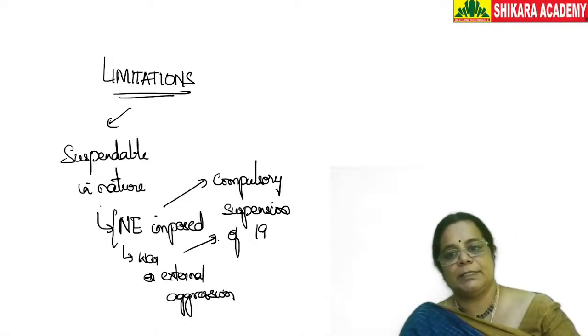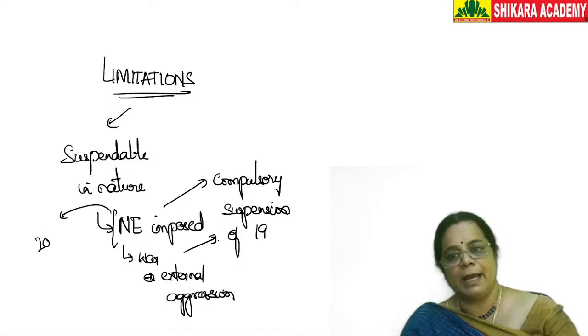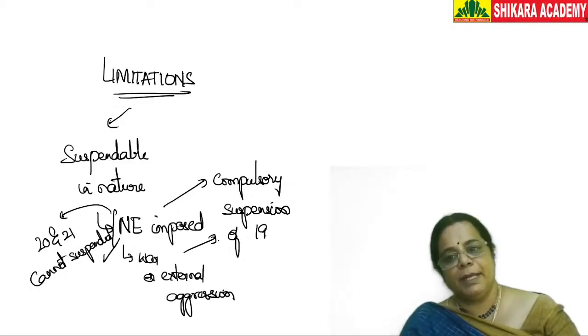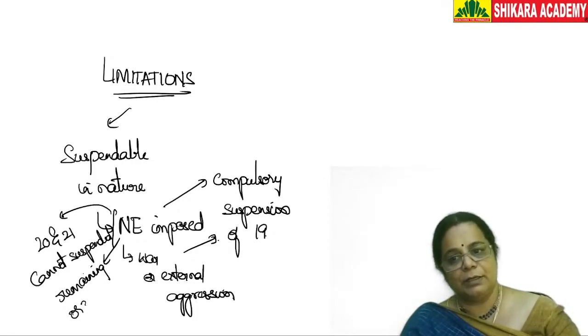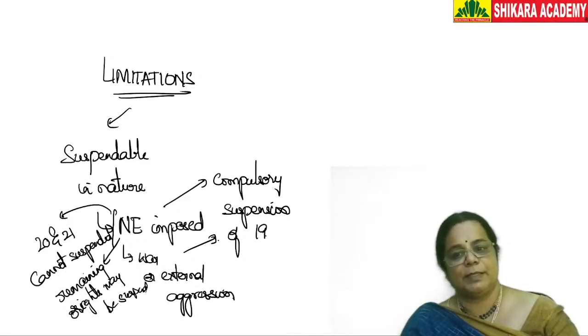Okay, when national emergency is imposed, 20 and 21 cannot be suspended. No matter what, you cannot suspend them. What about the remaining rights? Remaining rights may be suspended. President has to issue a separate order, presidential order, on the basis of which remaining rights may be suspended. Okay, so the first limitation is suspension.